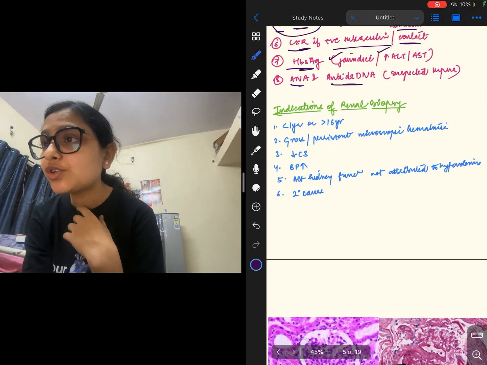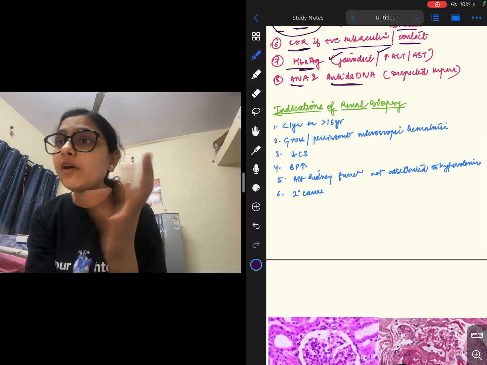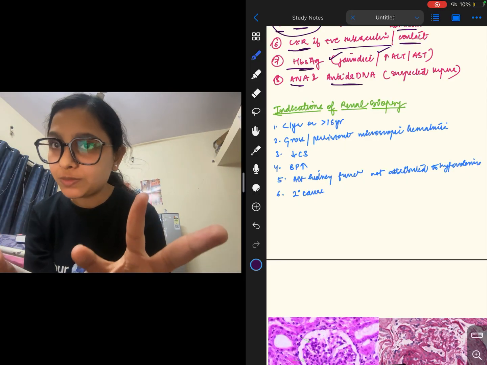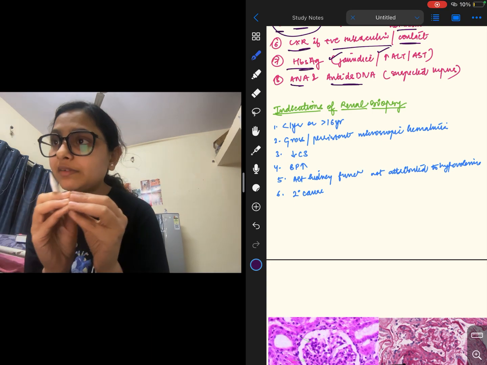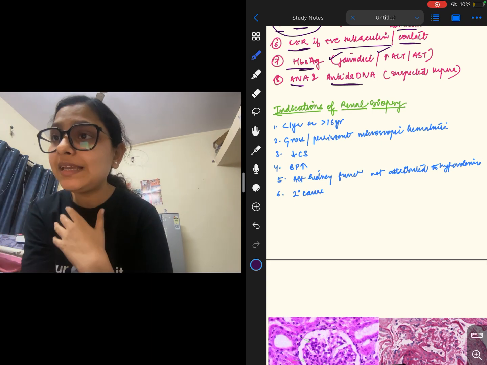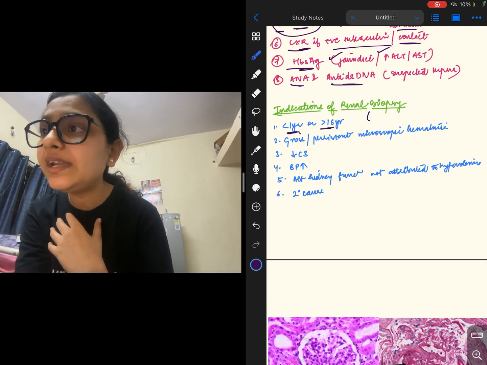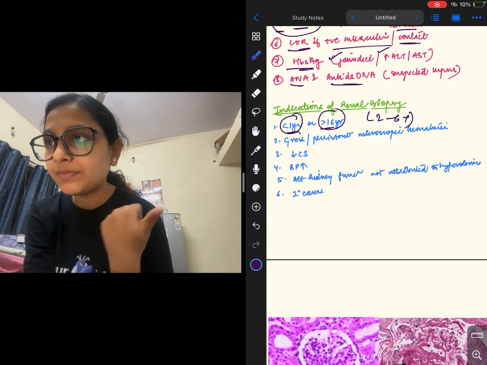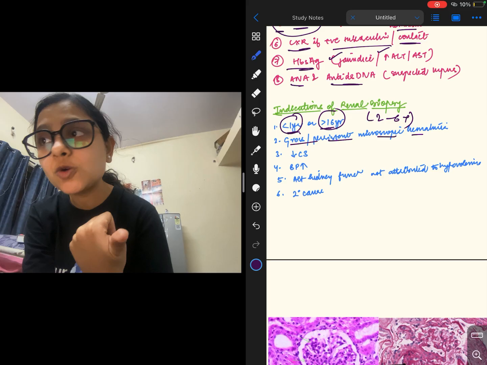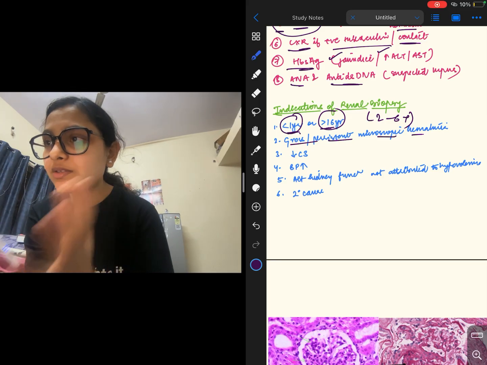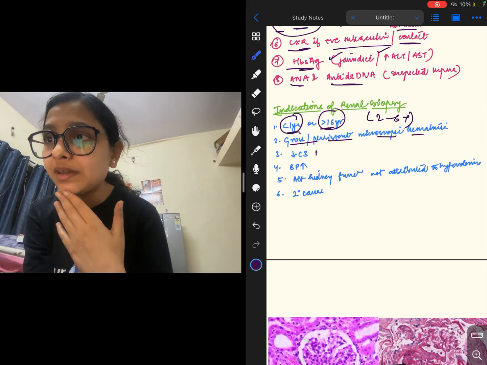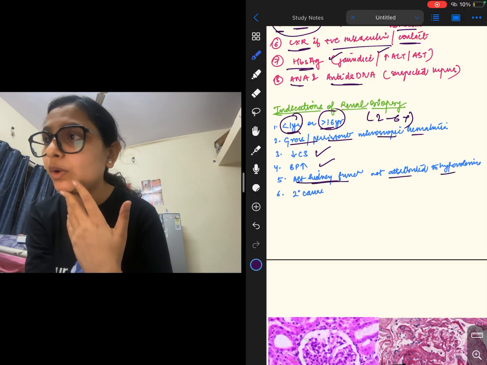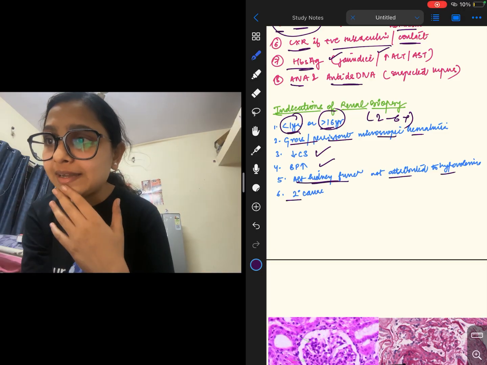Then next comes indications of renal biopsy. Normally in nephrotic syndrome there is no need of renal biopsy, just treatment. But renal biopsy is indicated if it happens in less than 1 year or more than 16 years. Normally it happens in 2 to 6 years. Gross or persistent microscopic hematuria, okay, that is blood is already coming persistently. Low C3, raised BP, altered kidney function which is not attributed to hypovolemia, and if you suspect some secondary cause.